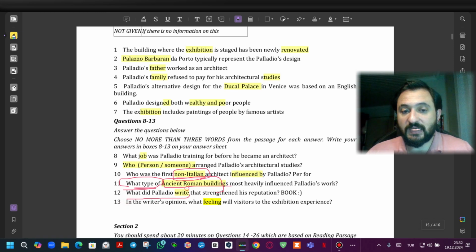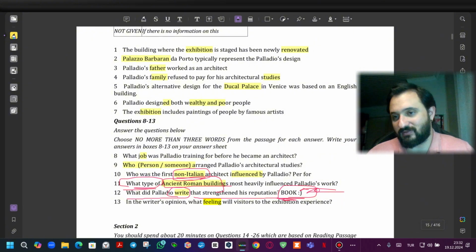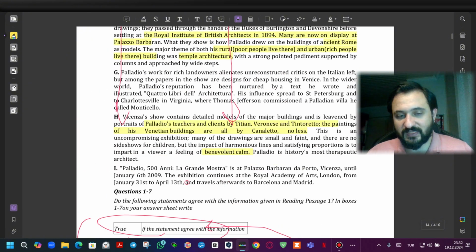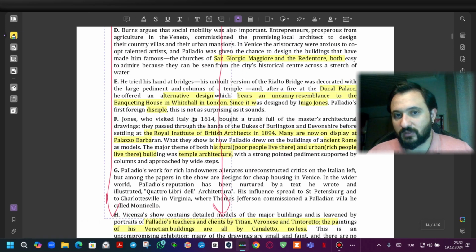What did Palladio write that strangled his reputation? Of course, I took such a note here. What can I write? I can write a book. I can write an article. It's about architecture. So I'm a scientist, I'm an architect. What should I write? Not a WhatsApp message. As you know the dates, right? Look, there's no WhatsApp.